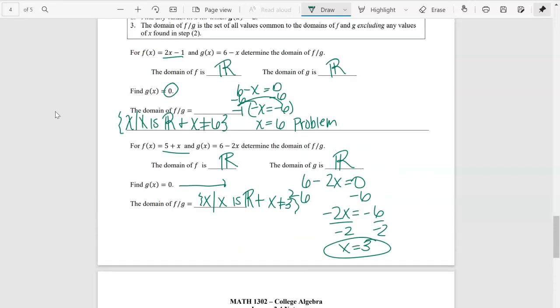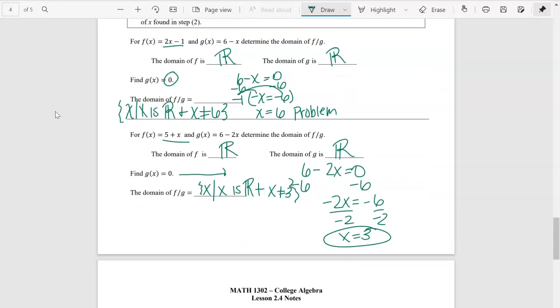Okay. And that is the end of section 4 in chapter 2.